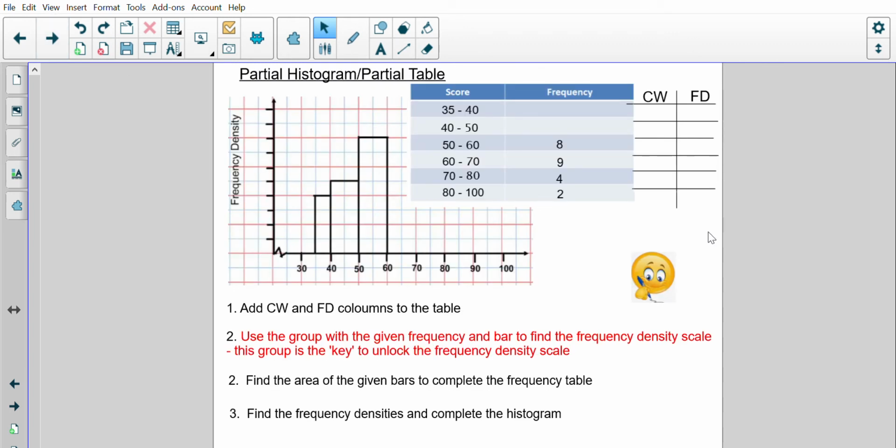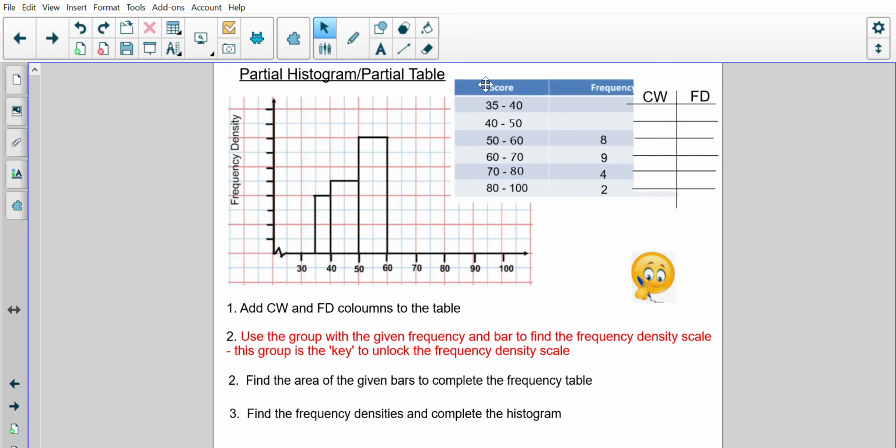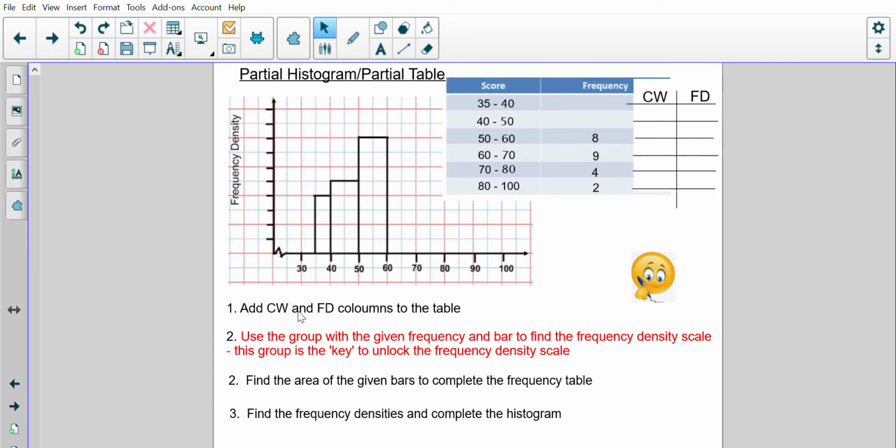So again, this is on a note sheet which you can print off or you can copy it into your notebooks. So you can see here that we're given a partially completed histogram and a partially completed table, and there's no scale on the frequency density axes. So the first thing we're going to do, which we're going to do to all histogram questions, is add the class width and the frequency density columns. So I'd like you to add those to your table now.